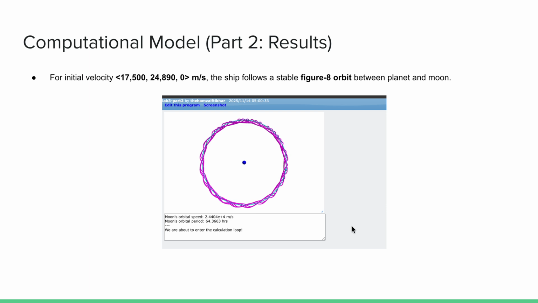These are the results of part 2, and with the initial velocity 17,500, 24,890, and 0 as a vector, the ship follows a stable figure 8 orbit between the planet and the moon.